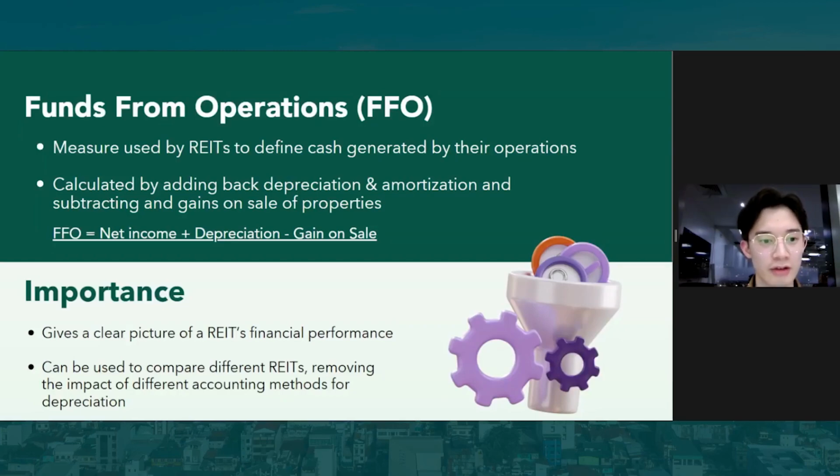The purpose of FFO, or funds from operations, is to measure the financial or operational performance of a REIT by providing a more accurate gauge of its operating performance than net income. Due to the exclusion of non-cash items like depreciation and amortization, FFO can also be used to compare REITs by removing the impact of the different accounting methods that they would use, making it easier to evaluate their operating efficiency and cash generating capabilities. On the next slide, I have an example.